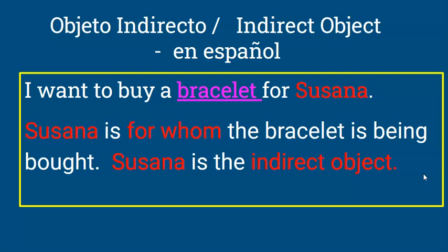And this is what it looks like in English. I want to buy a bracelet for Susana. Susana is for whom the bracelet is being bought. So the bracelet is still that direct object, but now we're buying it for someone, Susana. So she's the indirect object.